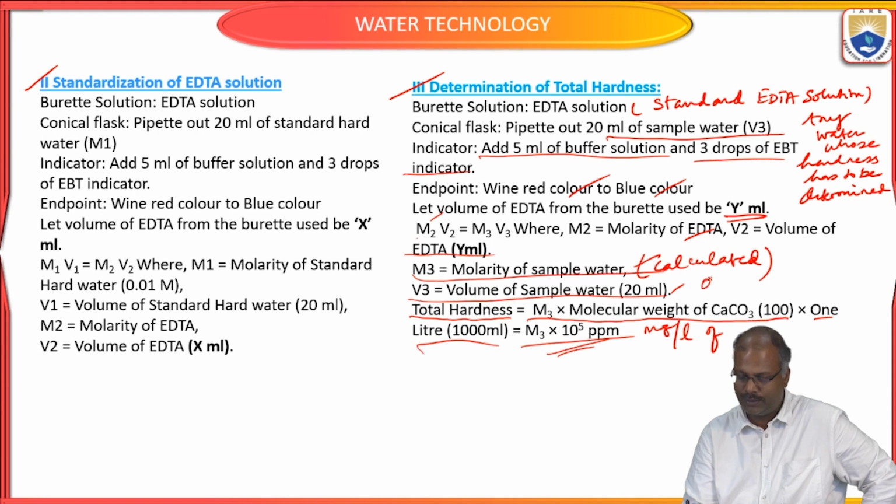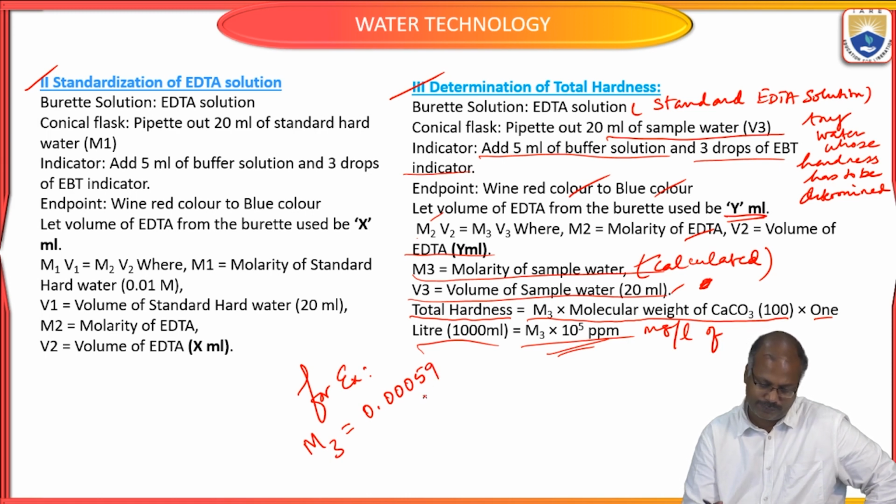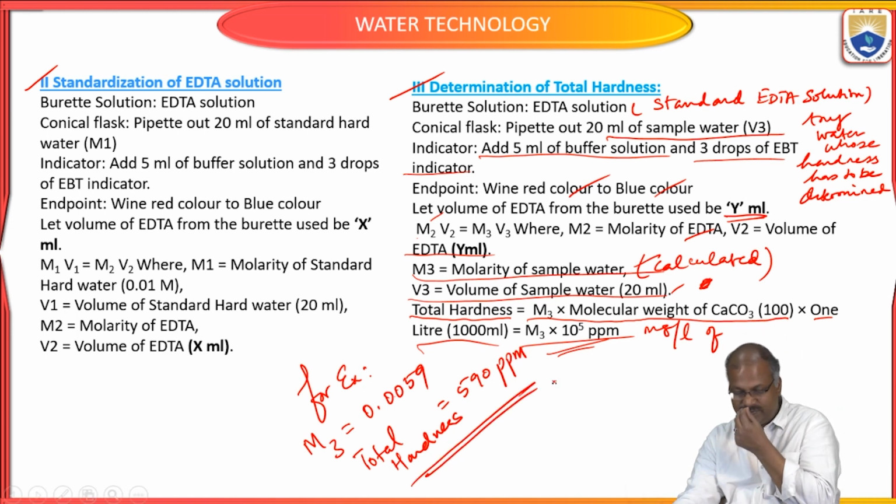For example, if M3 is equal to 0.0059, then the total hardness in ppm or milligram per liter is equal to 0.0059 into 10 power 5, which is 590 ppm. This is how we calculate the total hardness.